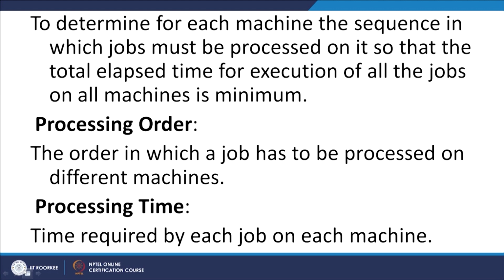The processing order is defined as the order in which a job has to be processed on the different machines, and we define the processing time as the time required by each job on each machine. So, I hope the terminology and the definitions are clear to everyone.